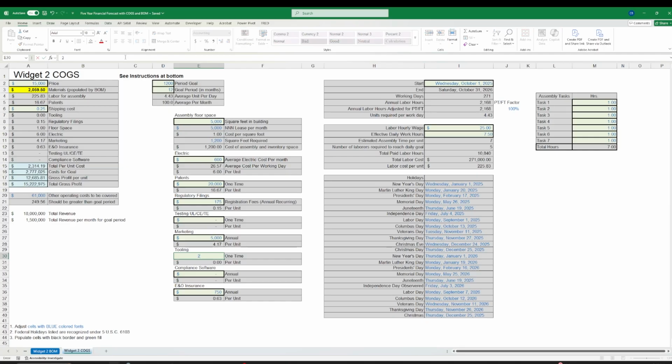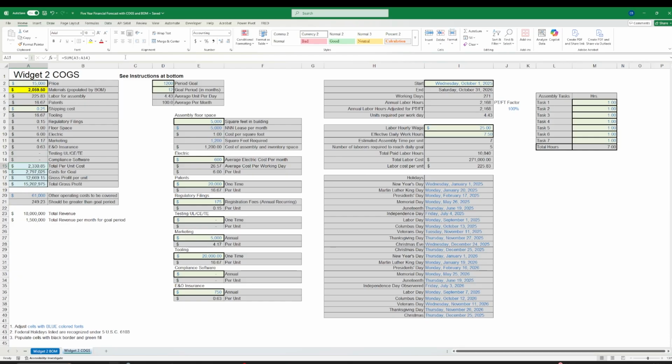Tooling, this is if you have to do injection molding or make custom tooling to make the product, that's where you put it here. Your compliance software, whatever you need to do, put that here. And then errors and omissions insurance, if you need that, you would put that here. So it takes the per unit cost of all these expenses and loads it over here.